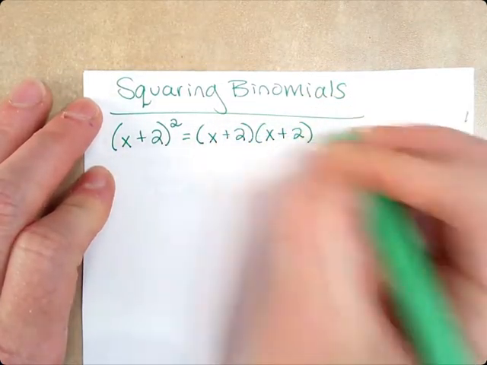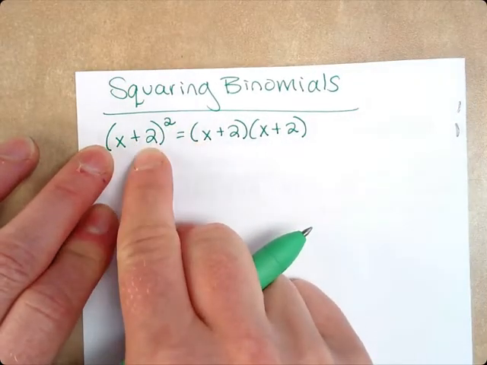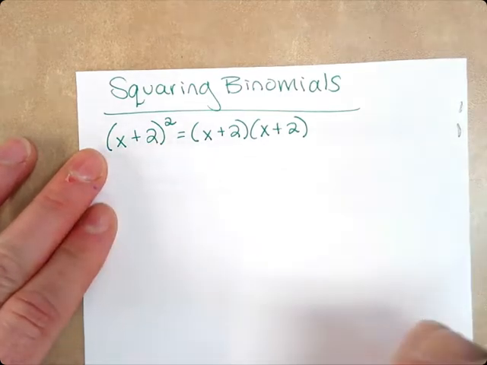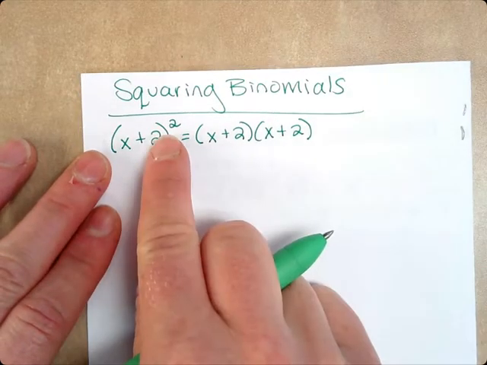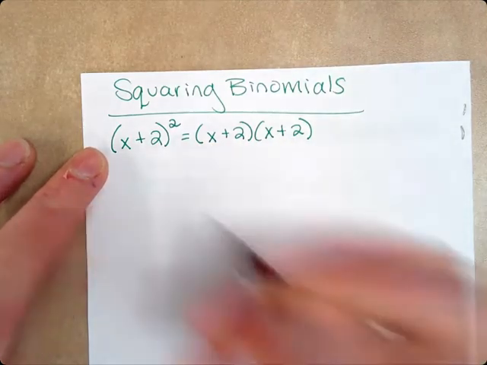You know what a lot of people want to just do? Take the squared to the x and take the squared to the 2 and say it's x squared plus 4. But that's not right. Because the squared means it times itself. So let's do our box.